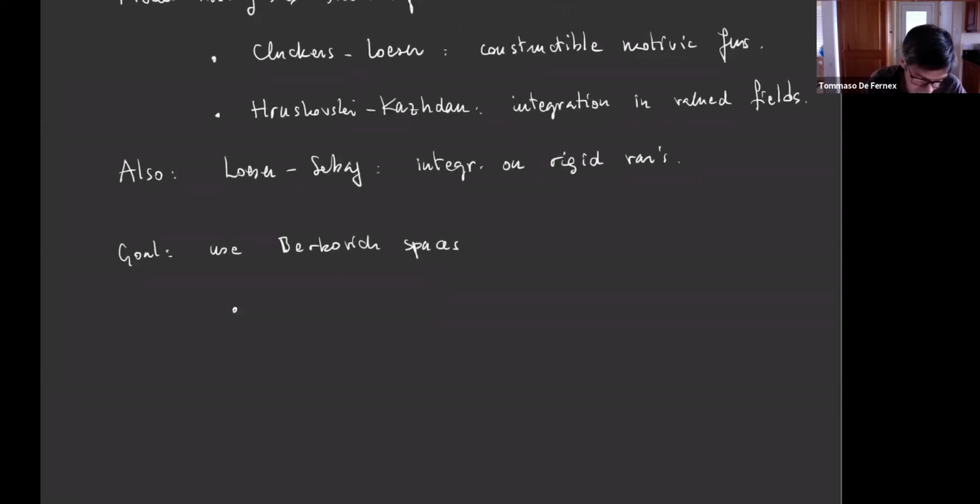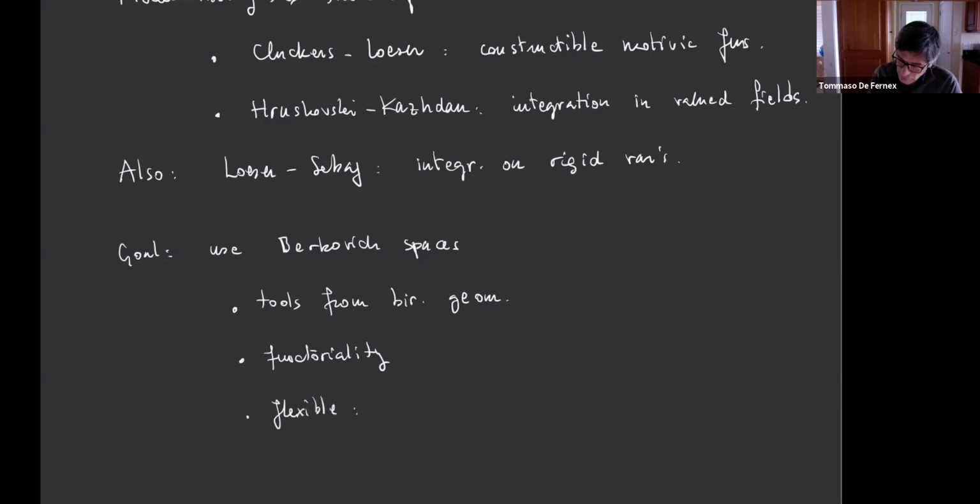Again, some of the features that we are looking for here: the first thing is that we want to use tools from birational geometry. So we're not relying on model theory, but rather on theorems in birational geometry, which of course has some limits. There are some assumptions in the setting. Another property we're looking for is functoriality, like in Kontsevich-Loeser theory. Then you want some flexibility, which Berkovich space provides naturally.